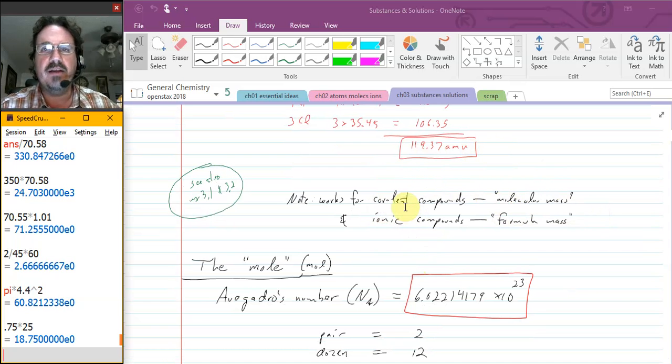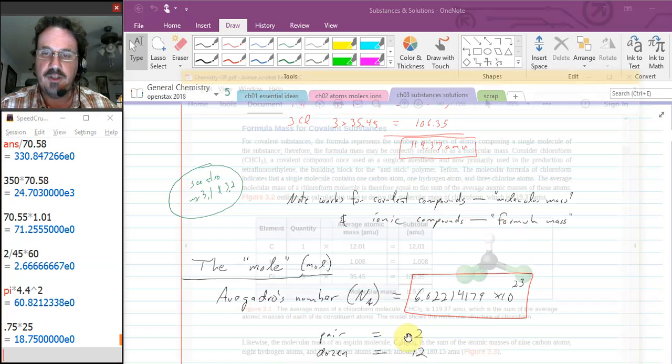So adding up the parts works just fine for both covalent and ionic compounds. Now for covalent compounds, because they actually come as molecules, sometimes it's called the molecular mass, right? Which is fine. But for ionic compounds, they don't come as molecules, they come as crystals. And so really formula mass is the right word for that. And let me show you what I mean by that.